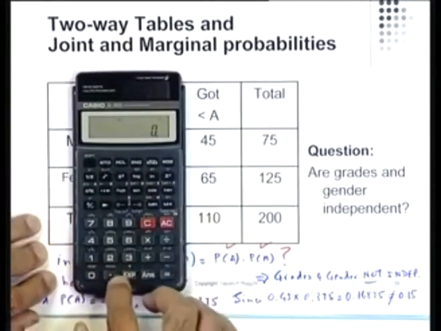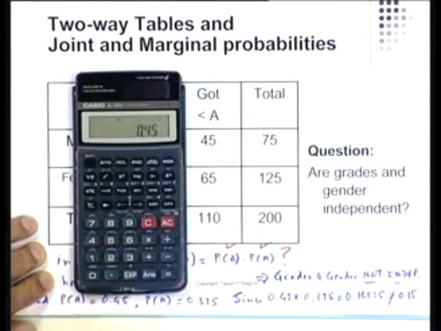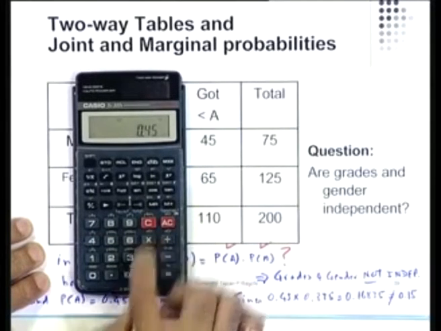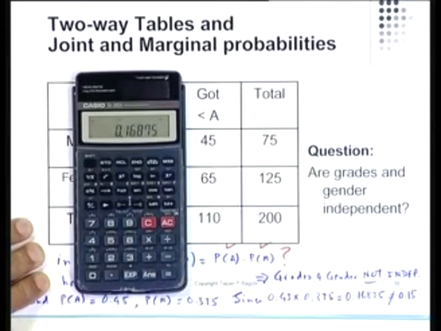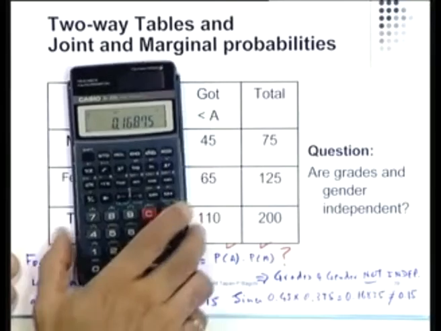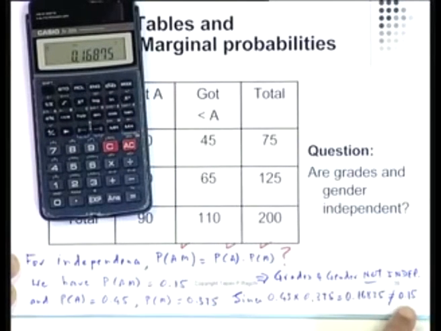I have 0.45 multiplied by 0.375 equal to, and I get 0.16875. But my God, we should have got 0.15 because that is P(AM). So it turns out this number is not the same as this.